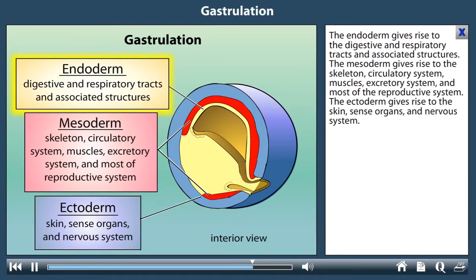The endoderm gives rise to the digestive and respiratory tracts and associated structures. The mesoderm gives rise to the skeleton, circulatory system, muscles, excretory system, and most of the reproductive system. The ectoderm gives rise to the skin, sense organs, and nervous system.